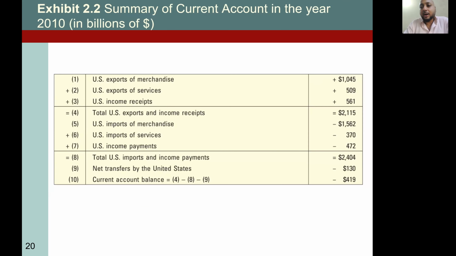Now, let's talk about how the summary of a current account is going to be presented. So recall your discussion in macroeconomics in which GDP is going to be presented, right? So this is the same like that. The summary of the accounts is presented over there in a different format here. So US exports of merchandise. So this is the amount. The amount is always in billions. This is mentioned here. And this is the real data from 2010.